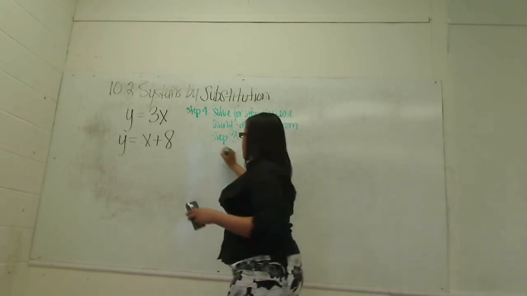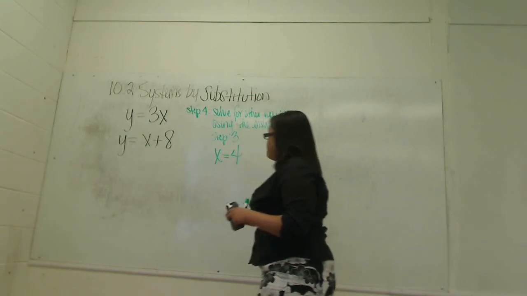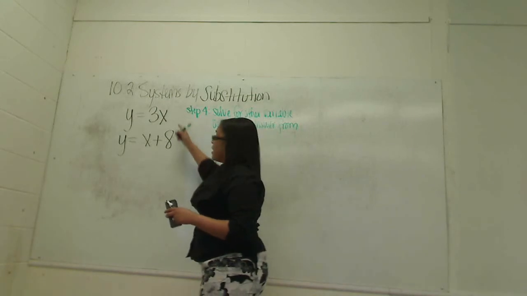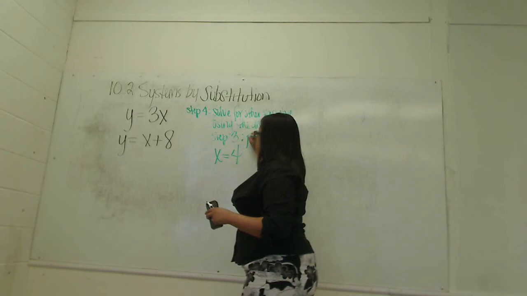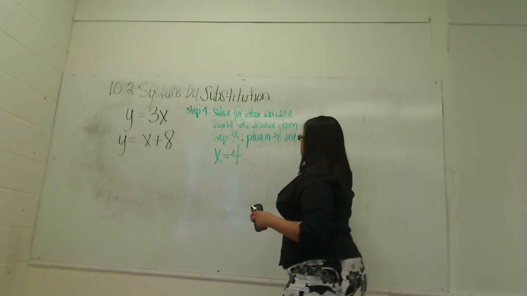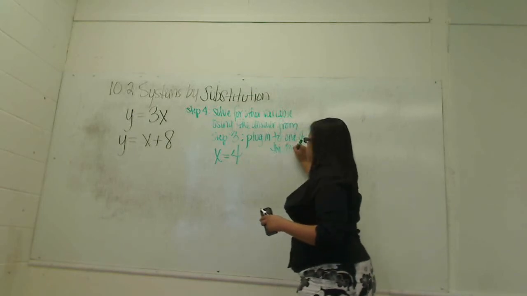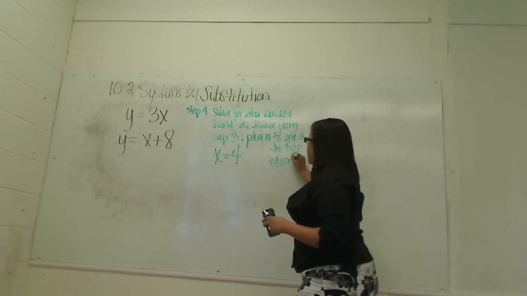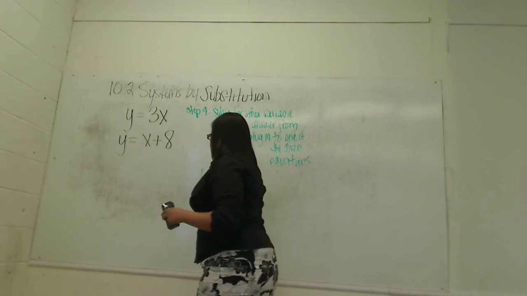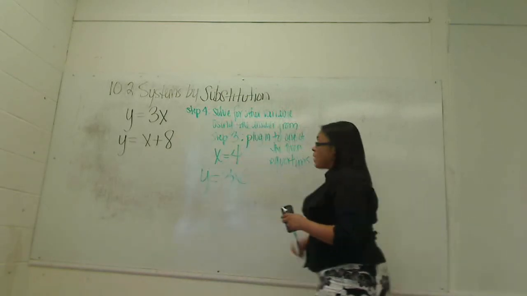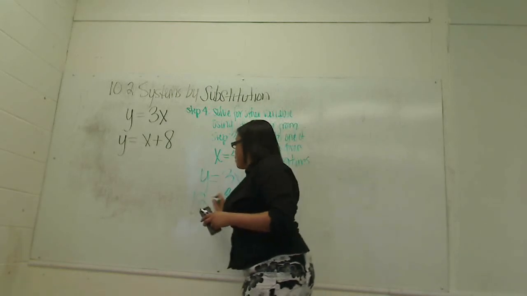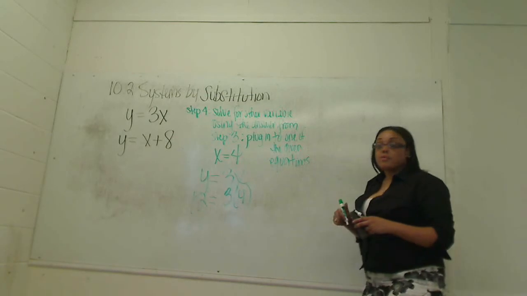Step 3 told me that x was equal to 4. Okay? Plug that in to one of the given equations. I'm going to use the top. Y equals 3x. Well, I know that x is 4. So I'm going to plug in x is 4. Well, y must be 12. Because 3 times 4 is 12.